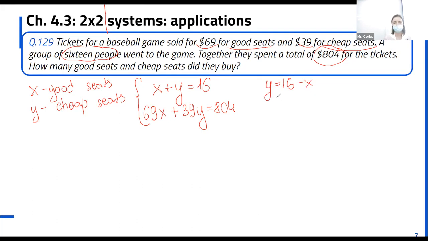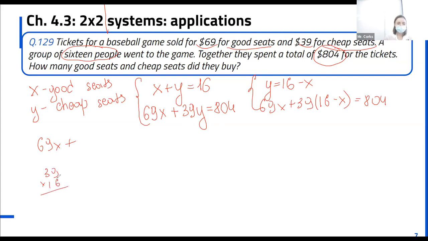Actually, substitution here is a bit difficult because we have huge numbers. Even if we want to multiply, we would have to multiply 16 by 69 or 39, so inconvenient either. So we'll have 69x plus 39 multiplied by 16 minus x equals 804. So let's go for the 69x plus, we need to multiply 39 by 16. We cannot use a calculator, so let's do this.